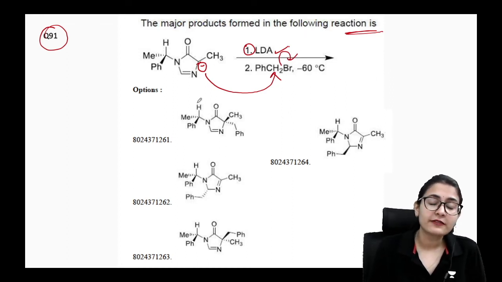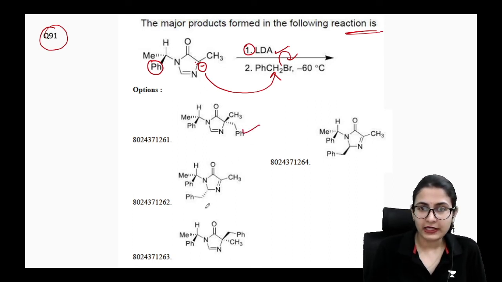But the question is from which side the CH2Ph is going to add. It is going to add from below the plane because the phenyl is a bulkier group and it is present above the plane. So the alkylation of the enolate will take place from below. This one could be correct.